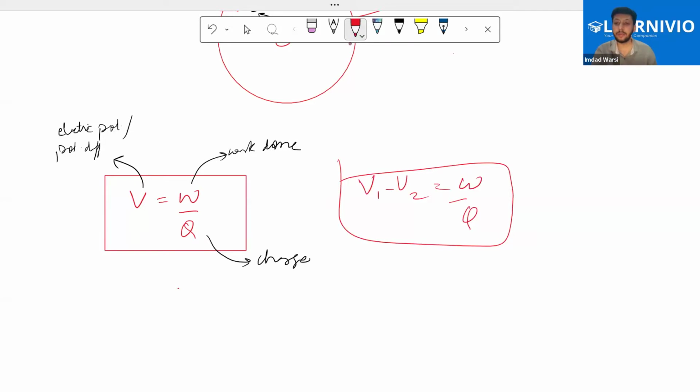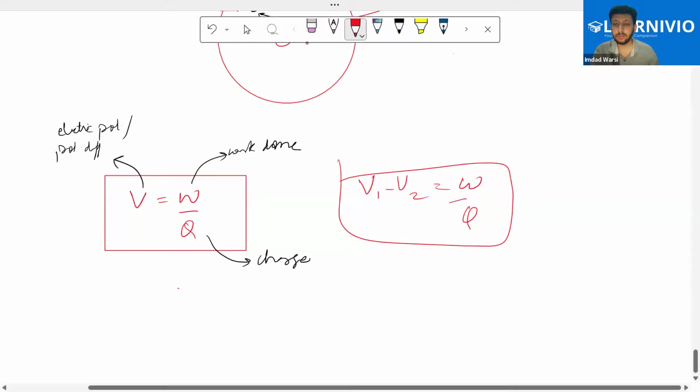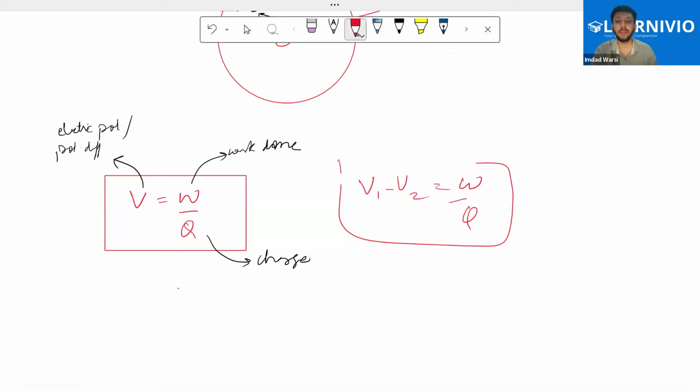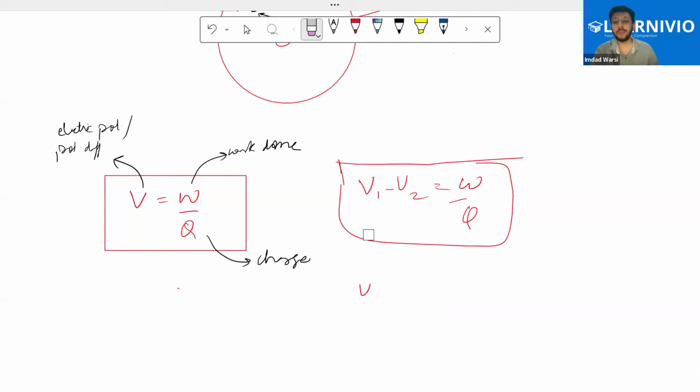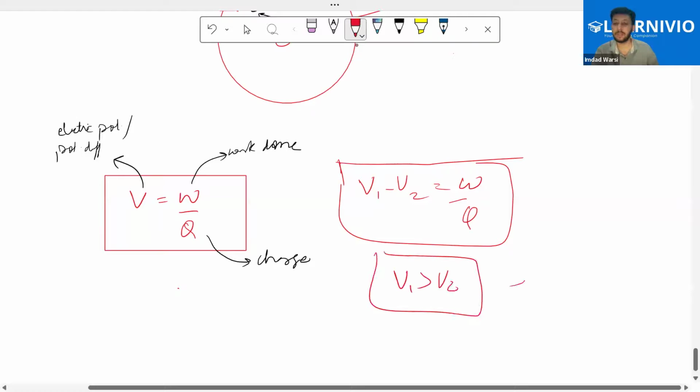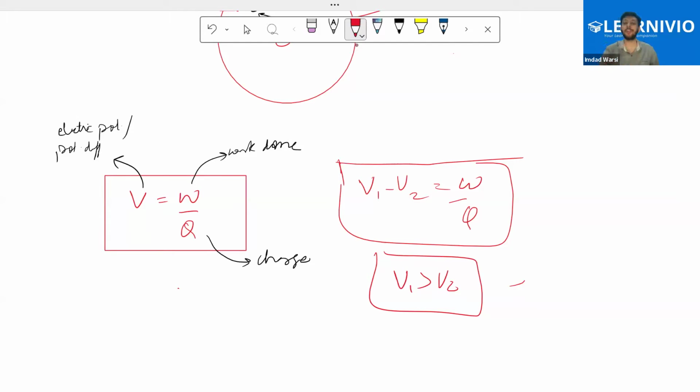Why V1 minus V2, sir? See, that is what I wanted to explain. We can also write it as V big minus V small, which means we always subtract the smaller one from the bigger one. V1 minus V2 definitely means V1 is greater than V2. And this is for electric potential difference.